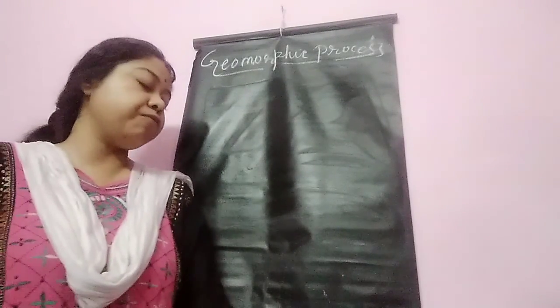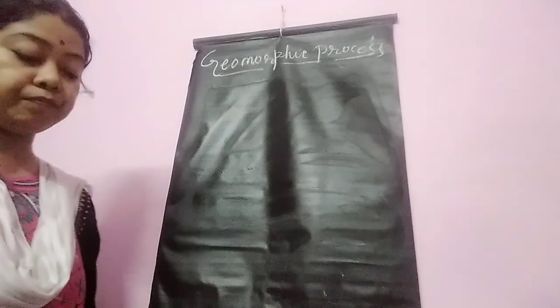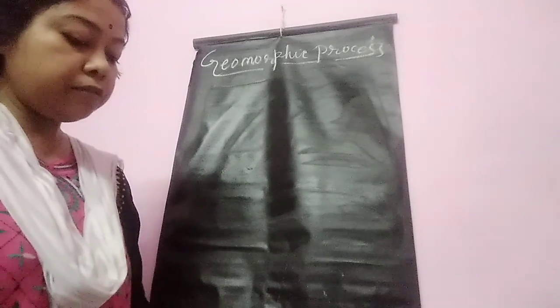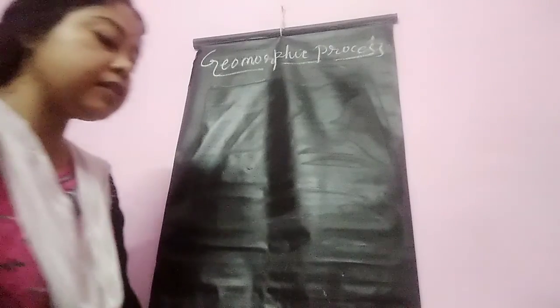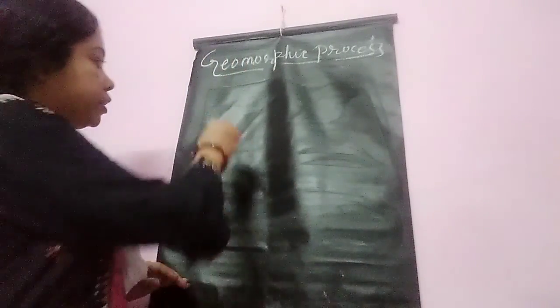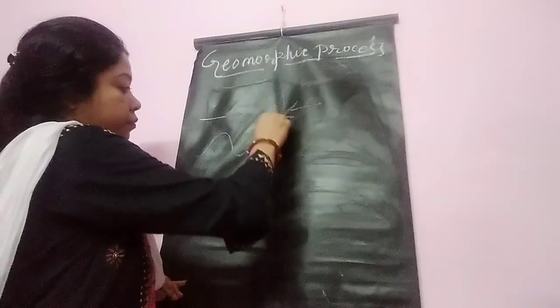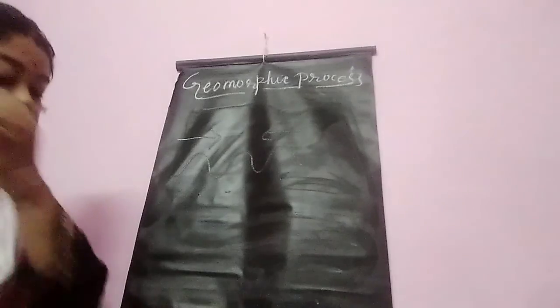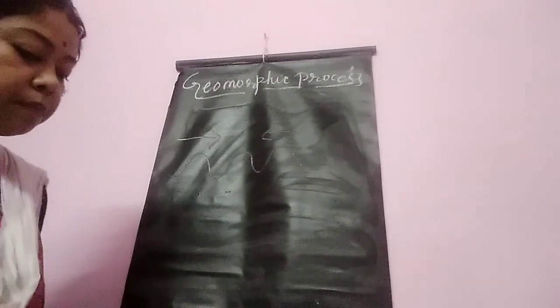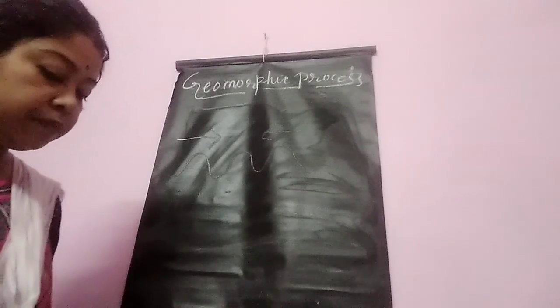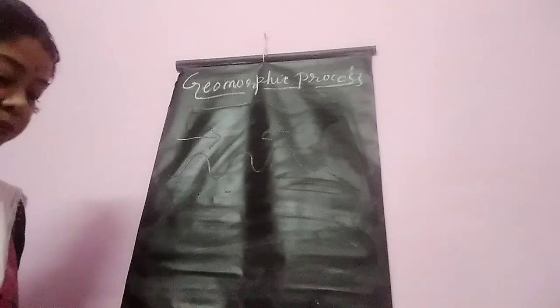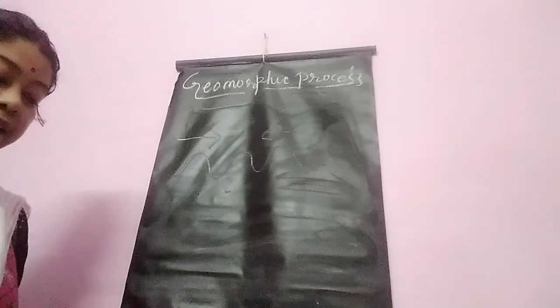Fold mountains are formed as a result of compression. Fold mountains are formed due to horizontal movement. Horizontal movement is responsible for the formation of fold mountains, that is, this type of movement. Fold mountains are formed when horizontal movement of the earth surface takes place due to internal force and earthquake.